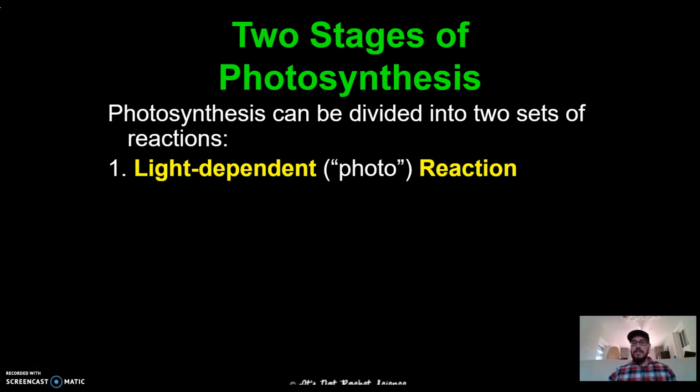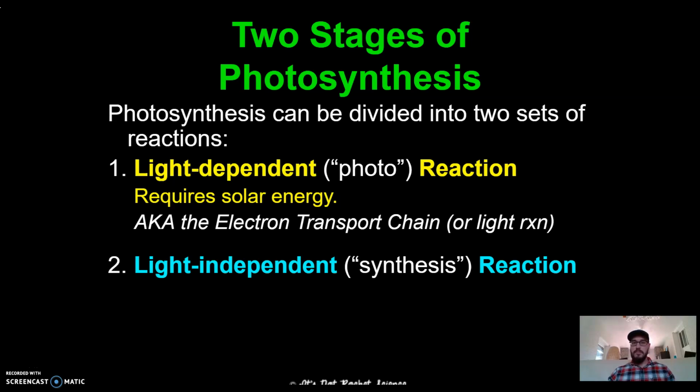Light dependent is the photo part of photosynthesis. What's really nice about the word photosynthesis is it tells us that there are two different parts to this. There's a photo part and a synthesis part, which is really nice. Photo requires light, light dependent. The other one, synthesis part, synthesis means putting things together, okay?